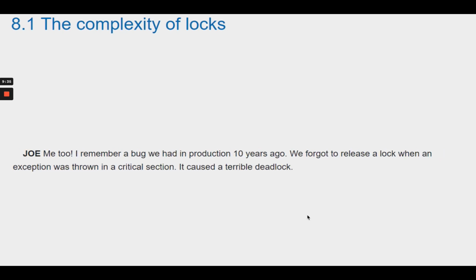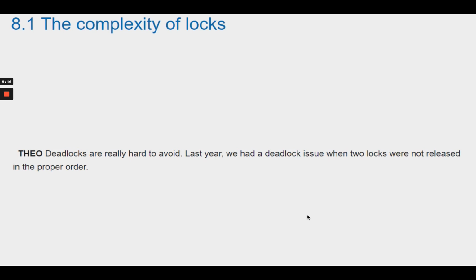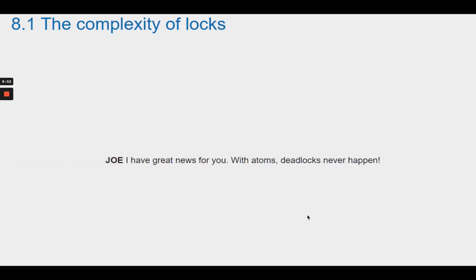Joe: Me too. I remember a bug we had in production 10 years ago. We forgot to release a lock when an exception was thrown in a critical section. It caused a terrible deadlock. Theo: Deadlocks are really hard to avoid. Last year, we had a deadlock issue when 2 locks were not released in the proper order.